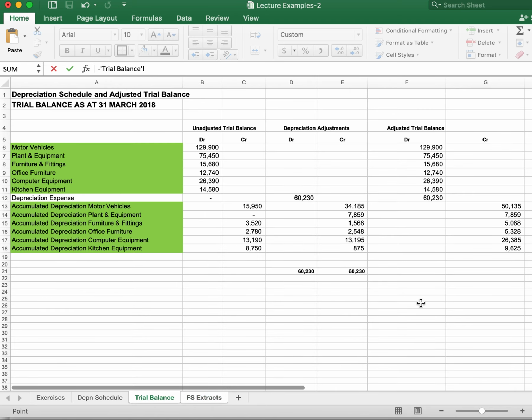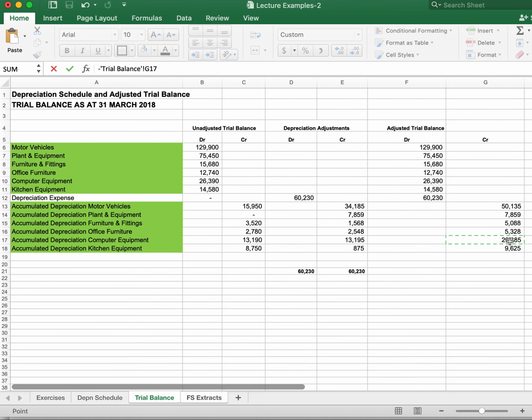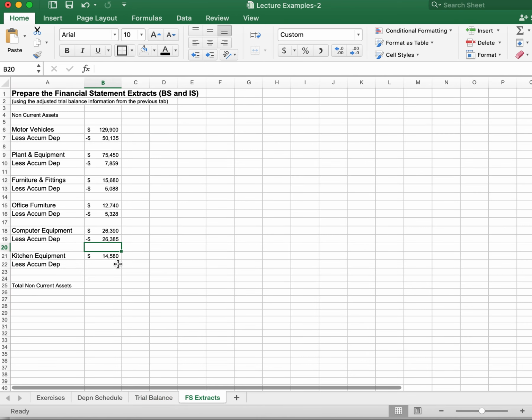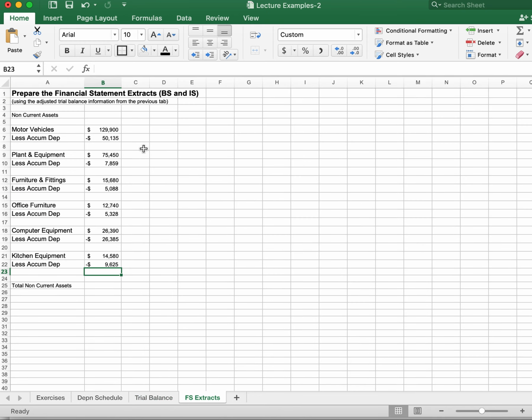Make sure you pick up the right one. Furniture and fittings. Furniture and fittings is that one there. Okay, this one here. Trial balance. Okay, this one here. Is it the computer equipment? Yeah, got that right. Okay, then it's the kitchen equipment. Okay, is that one there? All right. So you can actually put the number, the actual balance out to the side. That's the net amount.